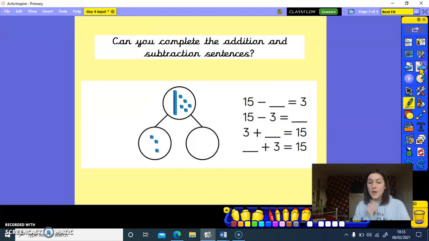Okay. Again, we are going to complete the addition and subtraction sentences, but this time using a part-whole model. So how many is in my whole? I know this is 10. This represents 10, this tower. So 10 in my head, 10, 11, 12, 13, 14, 15. One part is 3, but what is my other part?